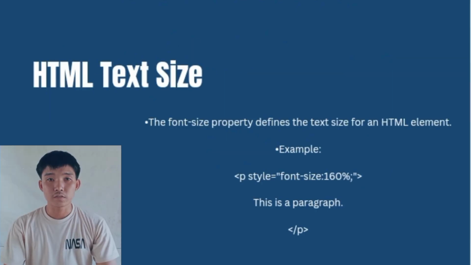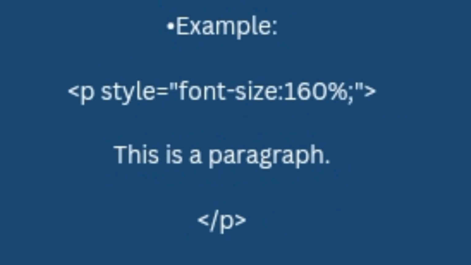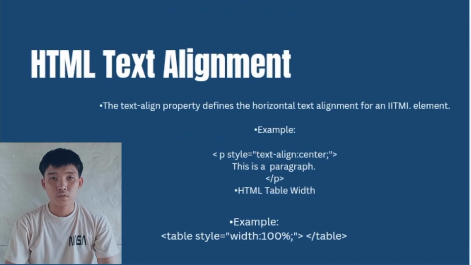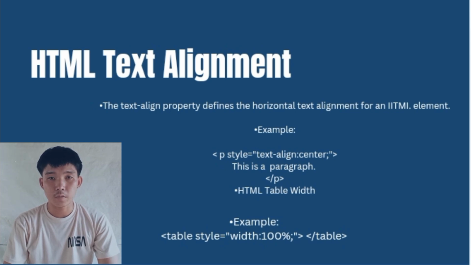HTML text size. The font size property defines the text size for an HTML element. Example. HTML text alignment. The text align property defines the horizontal text alignment for an HTML element. Example.